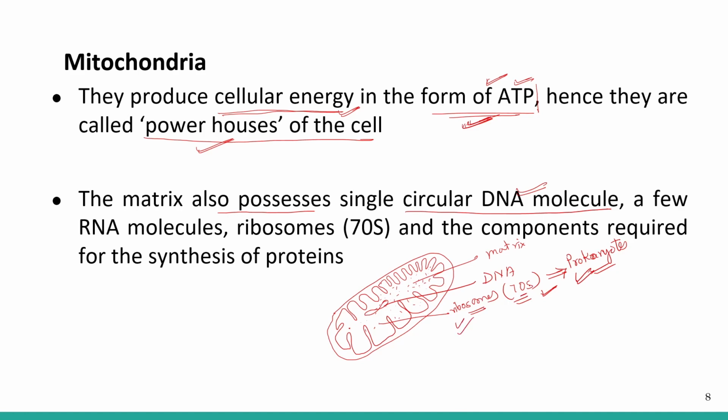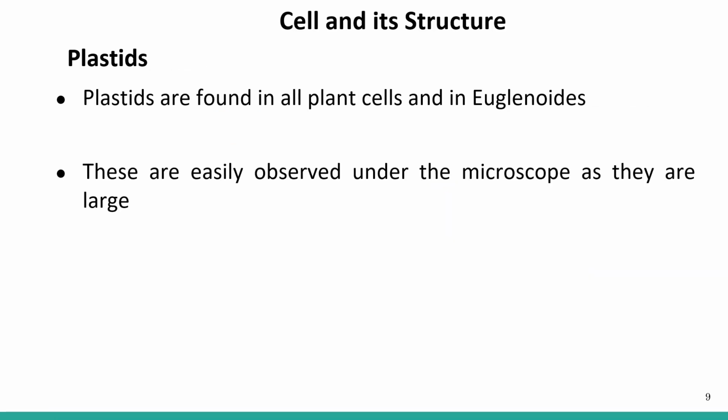That 70S type ribosomes are present inside the mitochondria, whereas the eukaryotic cytoplasm is having 80S type of ribosome. Very, very important, right? So the matrix also possesses a single circular DNA molecule. A few RNA molecules and ribosomes are present, that is of 70S type, and the components required for the synthesis of protein. So some proteins are synthesized inside the mitochondria with the help of 70S type of ribosomes.